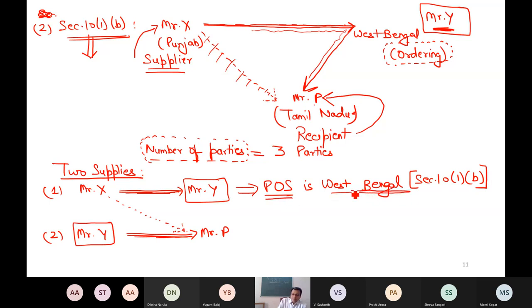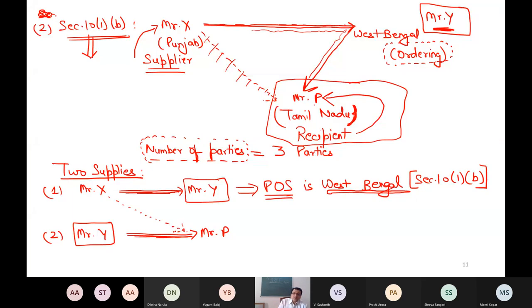This is the point. Another point: don't you think that the Tamil Nadu government will object, because GST is a consumption-based taxation, and the Tamil Nadu government will say that goods are being consumed in my state, why will I not get the revenue?